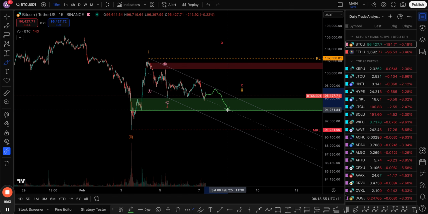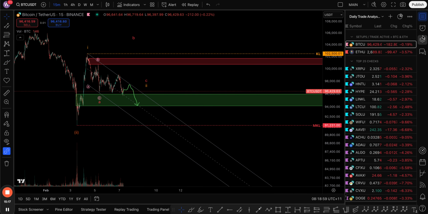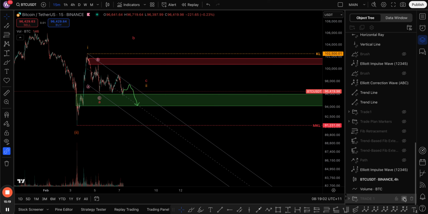Maybe even come for them lows. If we do again come down here, I will be adding to my position. I'm only in literally a Bitcoin long at the moment.